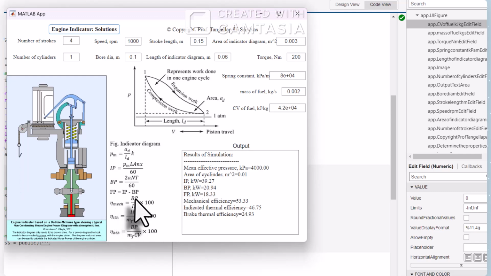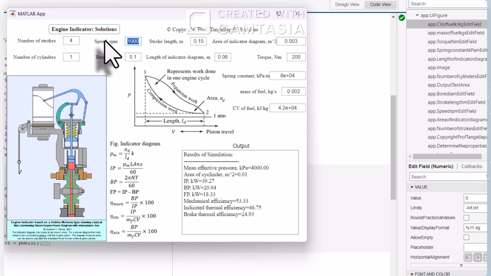And mechanical efficiency is the ratio of brake power and indicated power. That's equal to 53.33%. And the indicated thermal efficiency, IP by MF into CV, is 46.75. Similarly, brake thermal efficiency, BP by MF into CV, is coming as 24.93%. Here we have the flexibility to change that data.